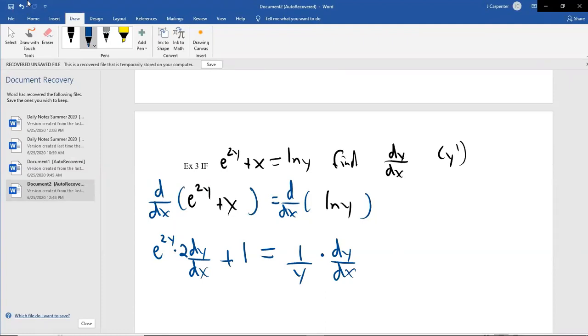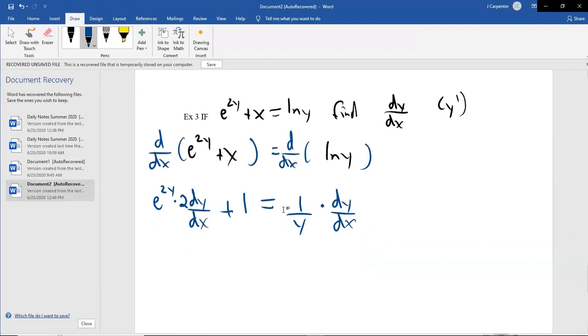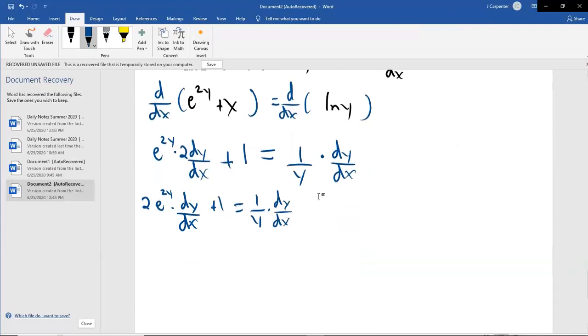Well, we got dy dx's on both sides. We can solve for them. And I'm going to have to go a little quick since this thing froze and ate my time. So let's first reorder this just a little prettier. So that's 2 e to the 2y times y prime, or dy over dx, plus 1, equals 1 over y times dy over dx. Let's move the dy dx's left. That's my choice. If you want to move them right, you can.